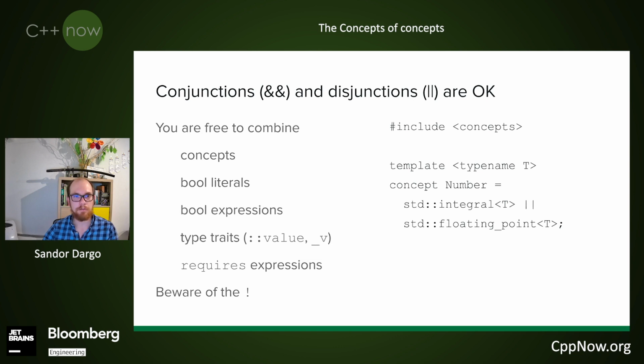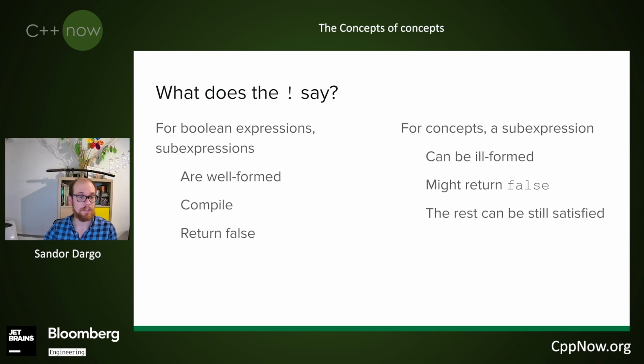But you are free to combine different concepts. You can combine Boolean literals and different Boolean expressions. You can use type traits both in their original form and with the _v helper variables. And you can combine different requires expressions as well. But you have to understand what negation means for concepts, because there are some differences between normal Boolean expressions and concepts.